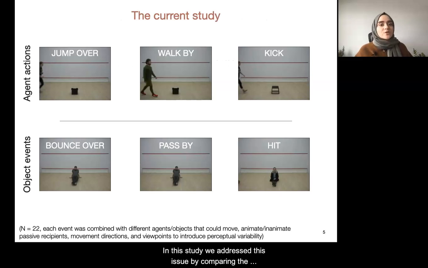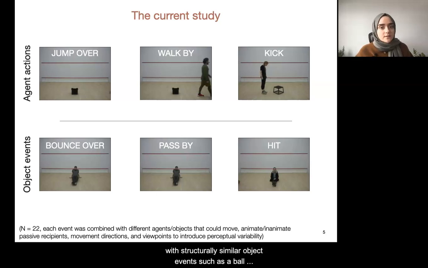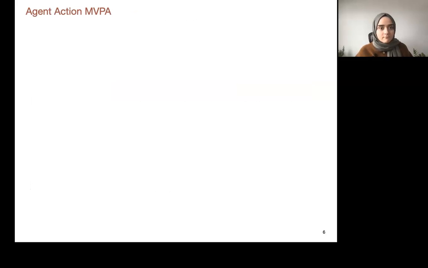In this study, we addressed this issue by comparing the neural activity patterns associated with observing agentive actions, such as a person jumping over, walking by, or kicking another object, with structurally similar object events, such as a ball bouncing over, passing by, or hitting another object. To this end, we conducted several whole-brain multivoxel pattern analyses.